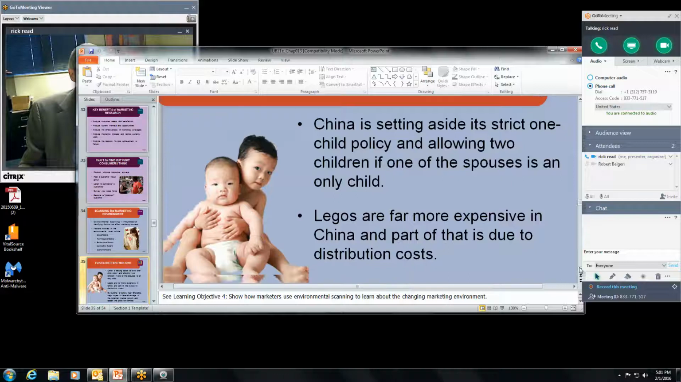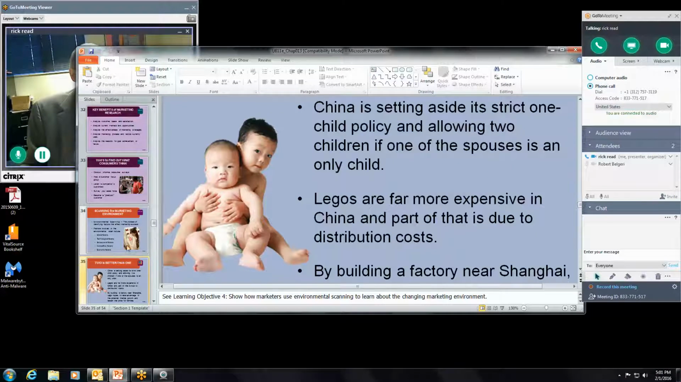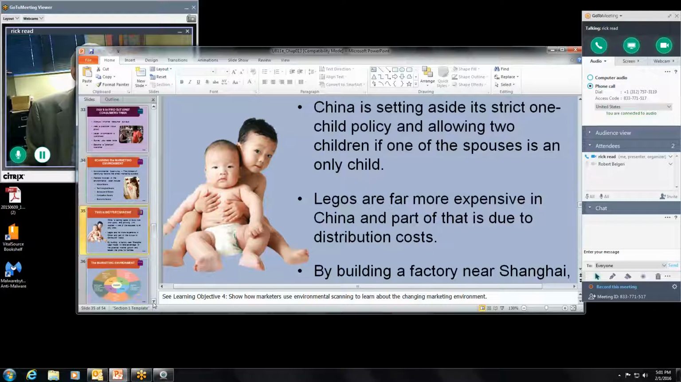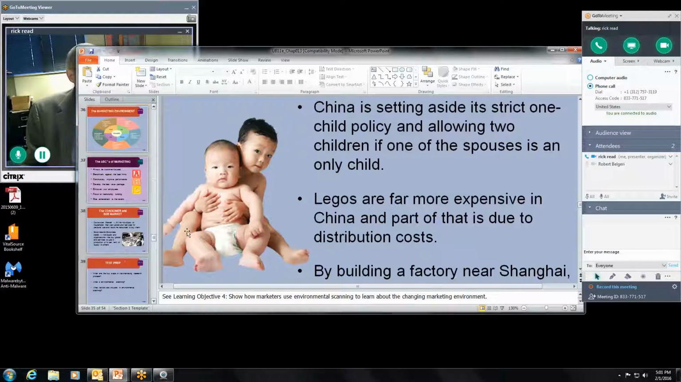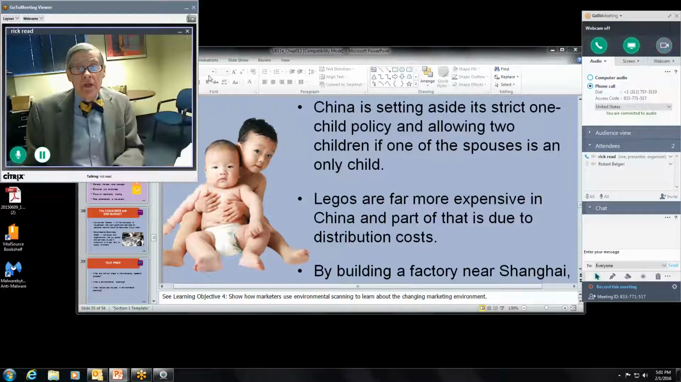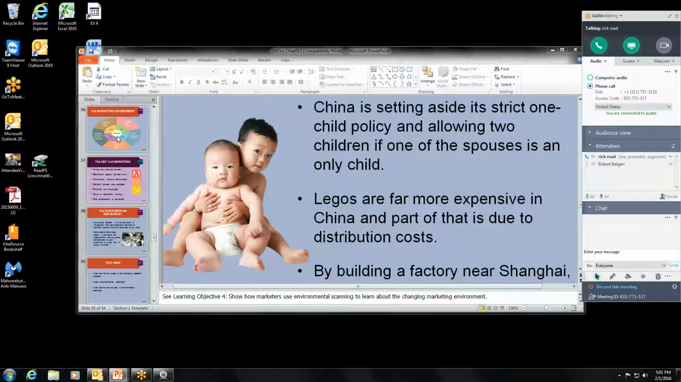This is just talking about something in China, and I'm really not going to talk too much more about this, but notice that China is changing its policy of one child only. Whether that's good, bad, or indifferent, that's for China to decide. But some things are more expensive than they should be, and so companies are doing things to alleviate that, and that's part of their marketing strategy.